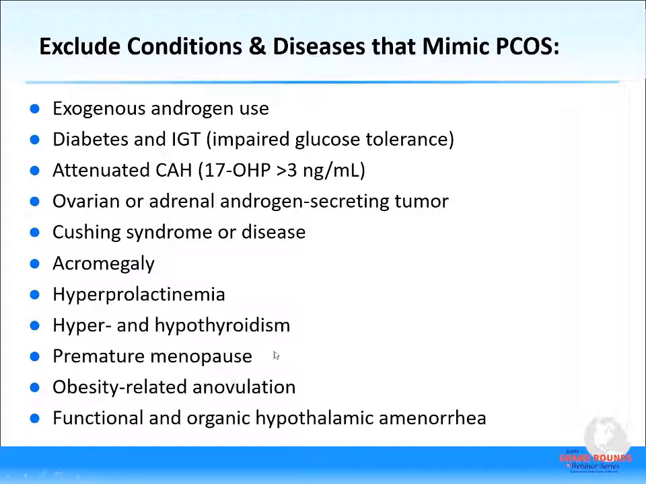And premature menopause can present with a variety of pictures, including amenorrhea, but also oligomenorrhea. And we can do a good job now of testing for this and looking at AMH levels to tilt us in the right direction.